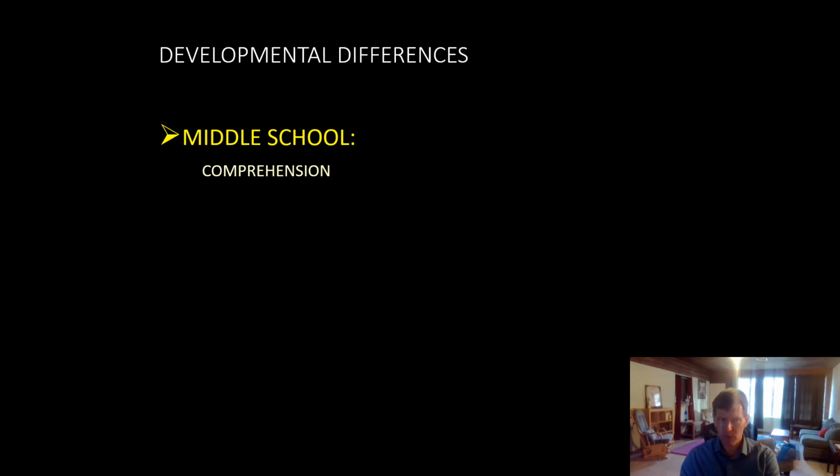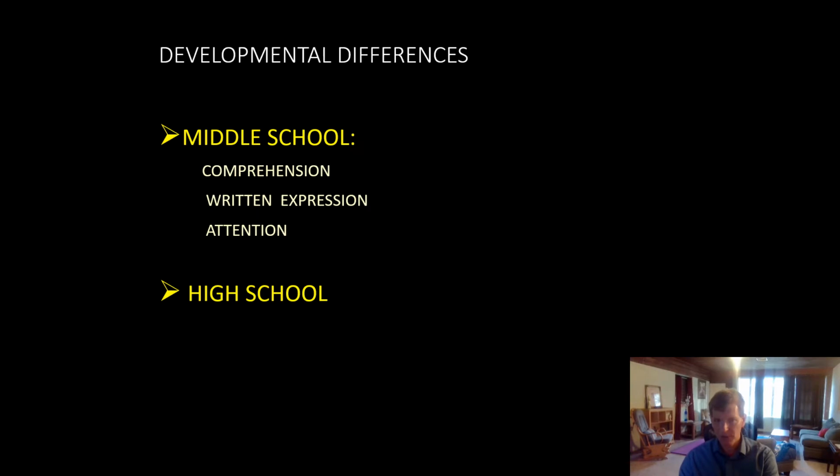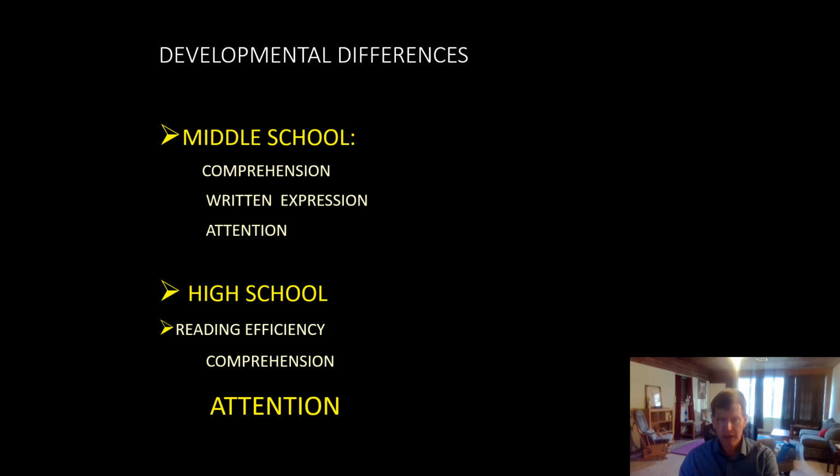Then we get to middle school or late elementary school. Oftentimes, students with dyslexia might be struggling with comprehension as well as written expression and attention. Students with dyslexia in high school might be struggling to efficiently read, that's fluency. They might be struggling with comprehension. And of course, attention might be a difficult area.